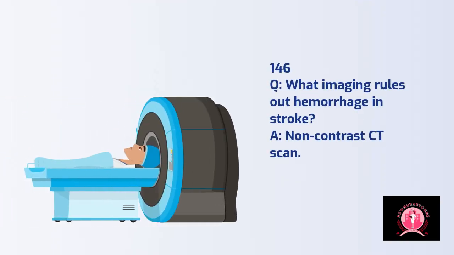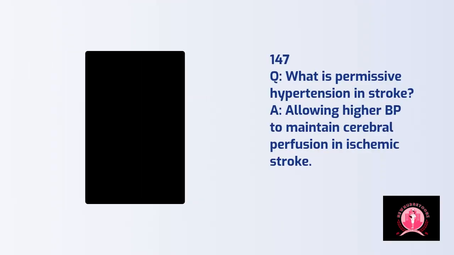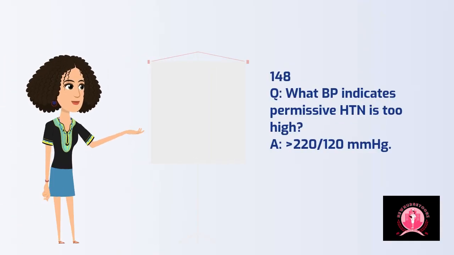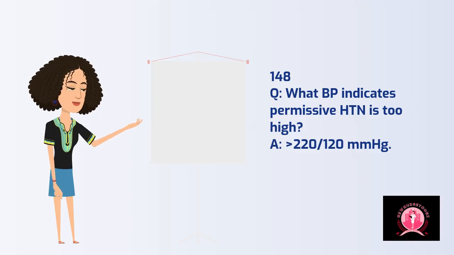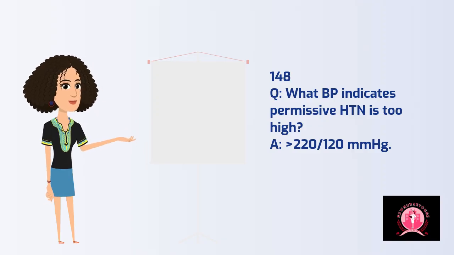146Q. What imaging rules out hemorrhage in stroke? A. Non-contrast CT scan. 147Q. What is permissive hypertension in stroke? A. Allowing higher BP to maintain cerebral perfusion in ischemic stroke. 148Q. What BP indicates permissive HTN is too high? A. 220/120 mmHg.